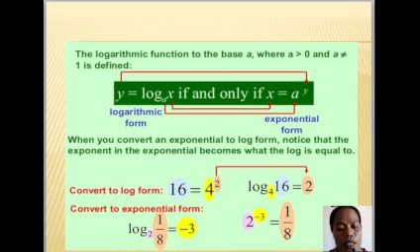And we'll do the reverse. We will convert the following to exponential form. So we have the logarithm of 1/8 to the base 2 is equal to negative 3. So our base here is 2 and our logarithm is negative 3. If we convert that to exponential form, still the same. The base is 2, and the logarithm, negative 3, will be the exponent in the exponential form. So 2 to the power of negative 3 is equal to 1/8.